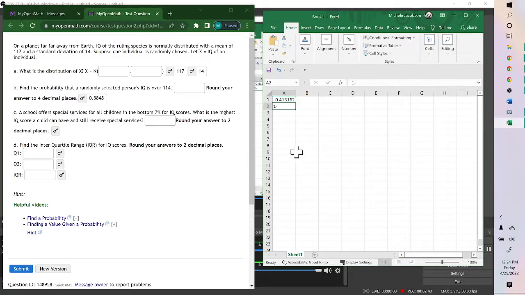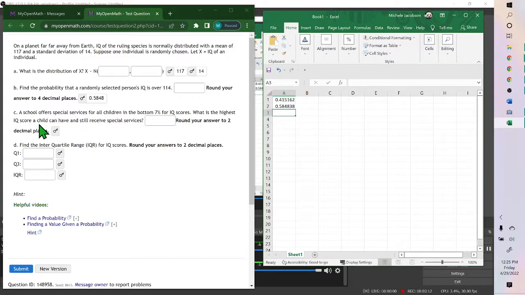and hit enter. Oops, I didn't put an equal sign. Whenever you're going to put an equation in Excel, always put an equal sign. So 1 minus, and then click the one above and hit enter. And there you go. So when you use the normal distribution, it gives you the percent below. If you want above, you have to subtract it from 1.